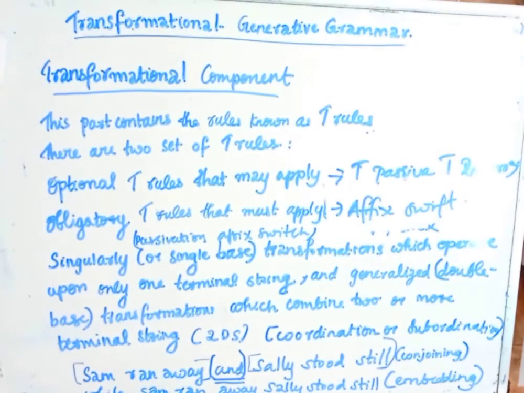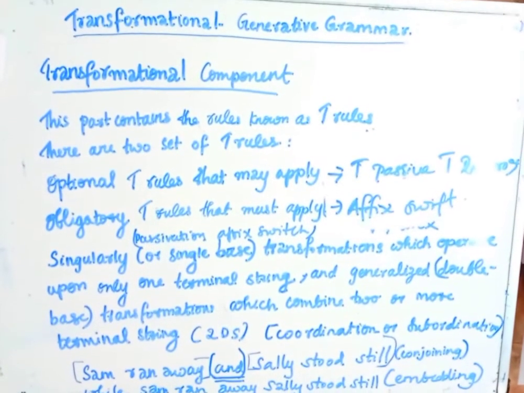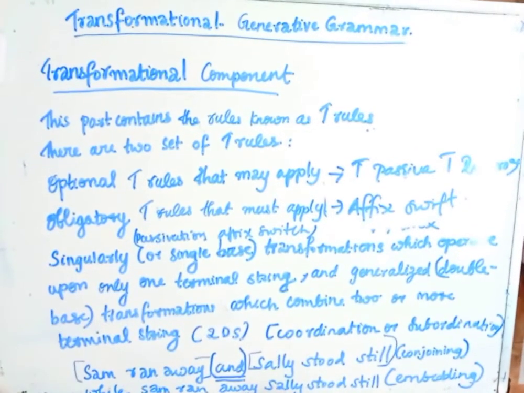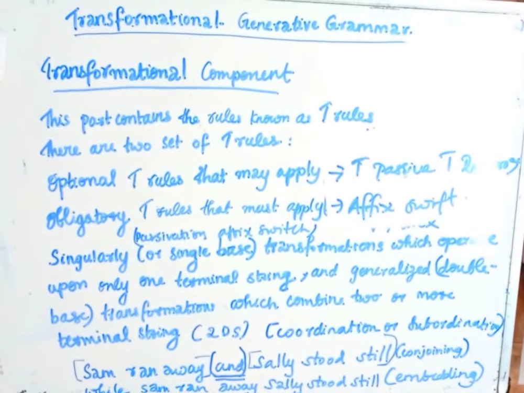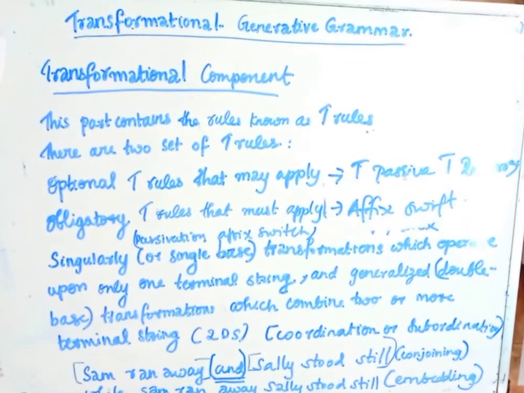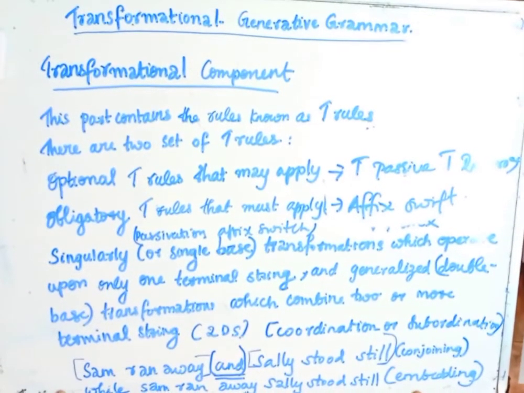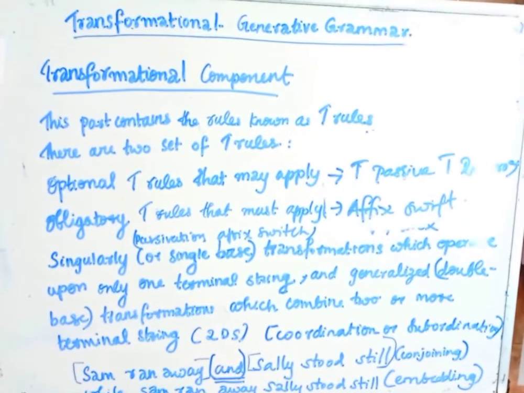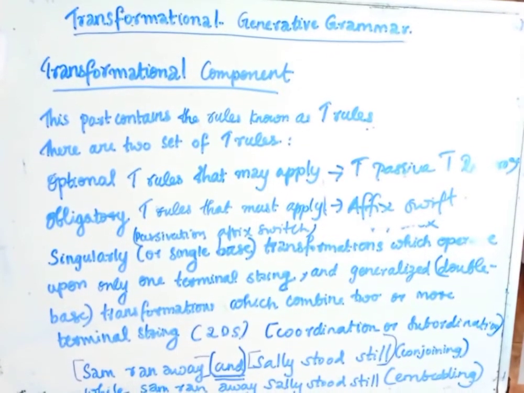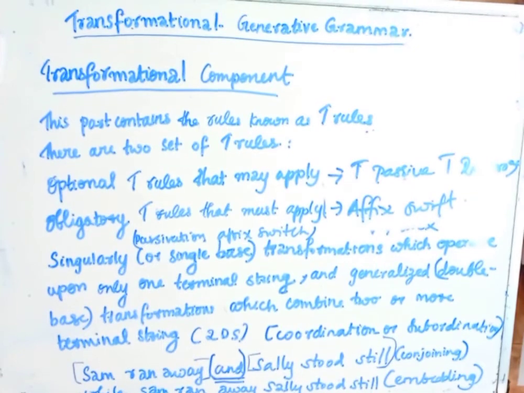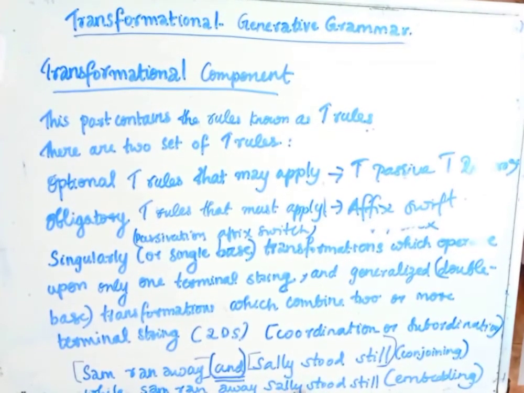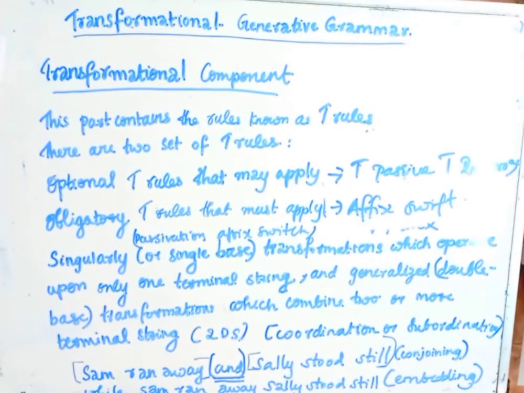While Sam ran away, Sally stood still. Here you cannot separate while from the entire sentence, right? While Sam ran away, Sally stood still. Here it is an example of embedding. It connects the two sentences together through the invisible thread, while. So it is an embedded sentence. While Sam ran away, Sally stood still. This is an example of embedding.